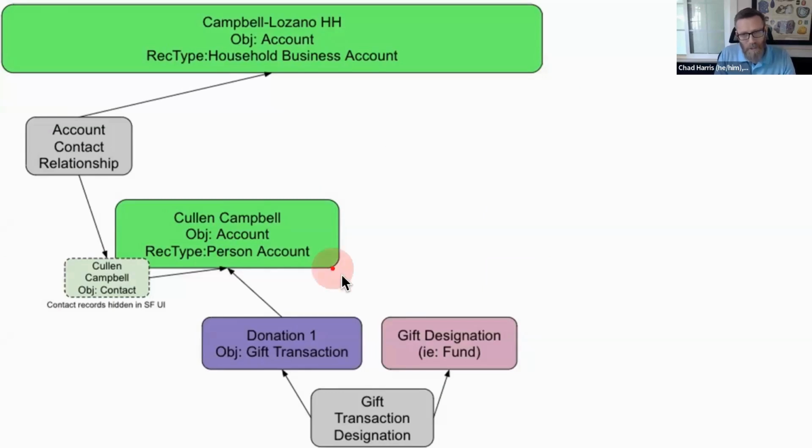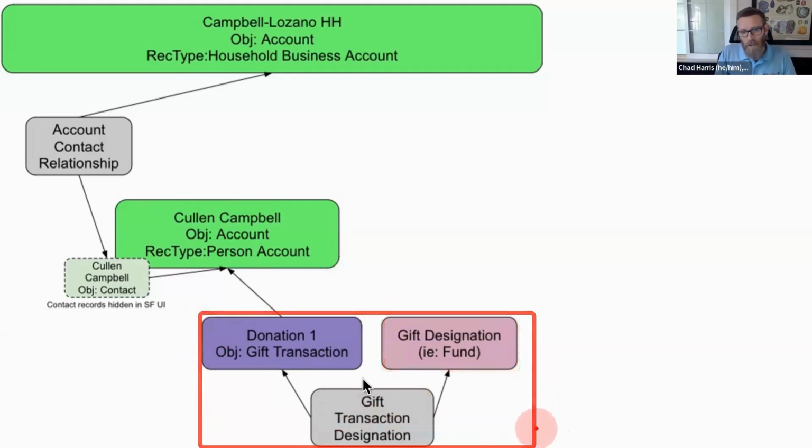And as I mentioned earlier, donations are managed by this gift transaction object. If you want to take a single donation and apply it to multiple funds or designations, you have to use this gift transaction designation object to link it to a designation. This is similar to NPSP's GAU allocations, which is this, and the general allocation unit, which is this. So these are the objects involved in the donation.